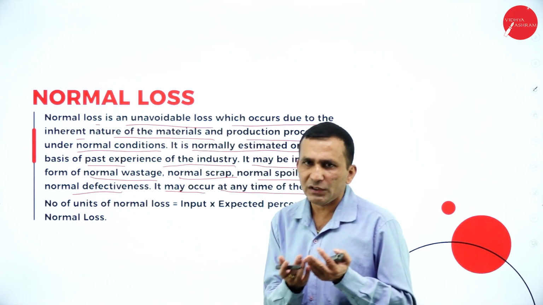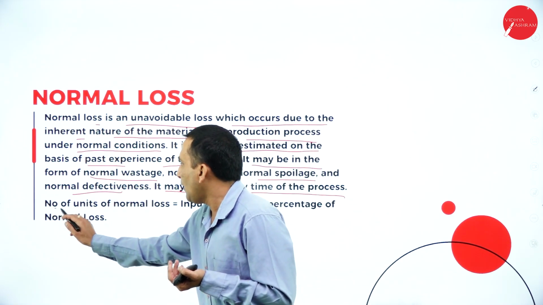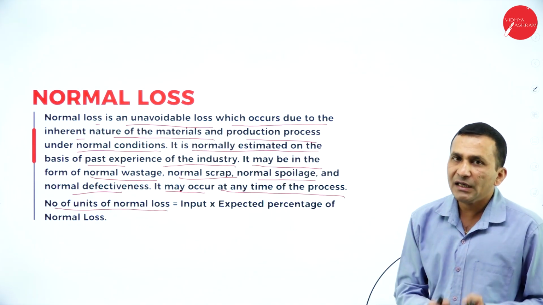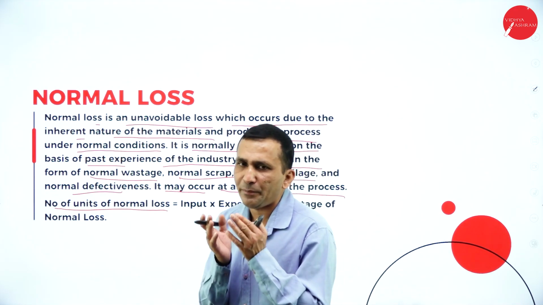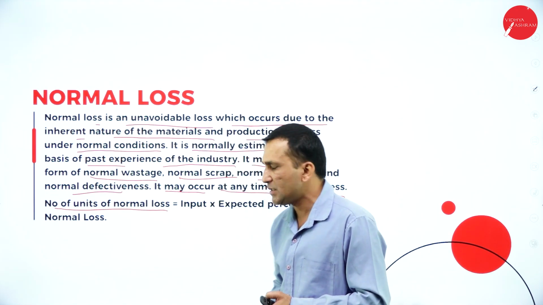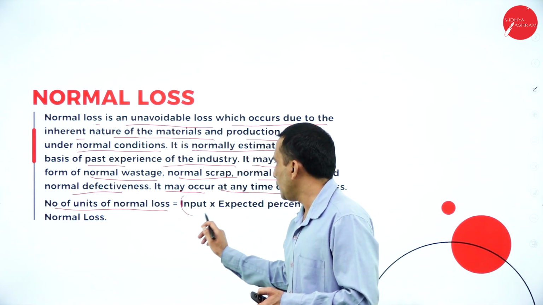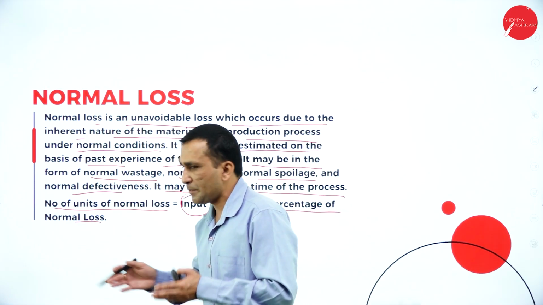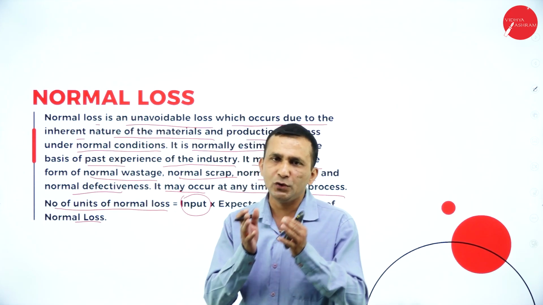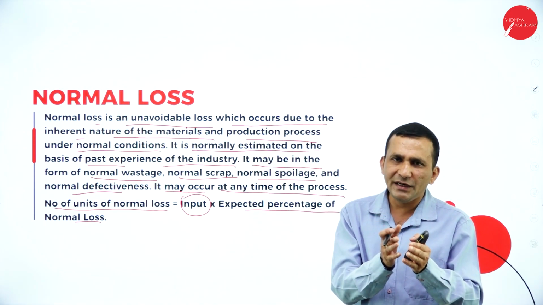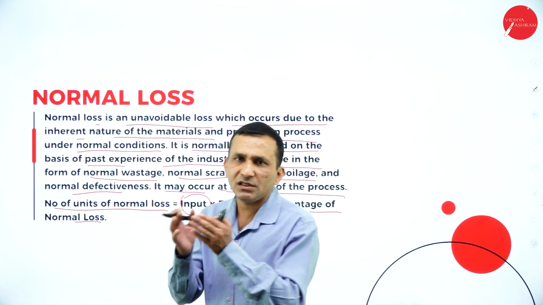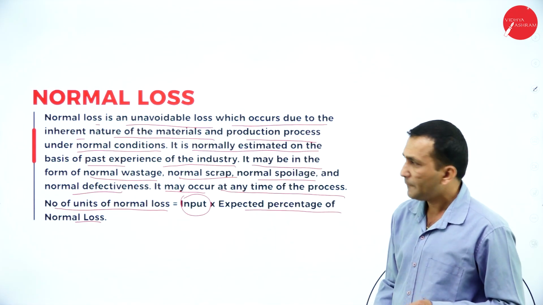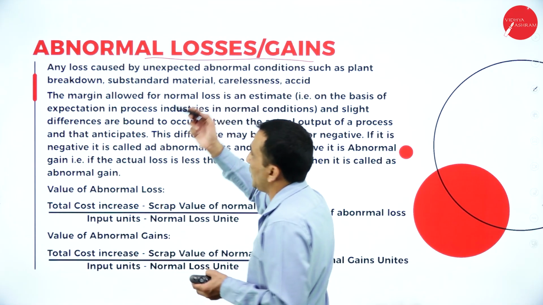How do we find out the normal loss? Very simple. Number of units of normal loss: when we are getting the credit side, the question clearly specifies it either percentage-wise or number-wise. So it is input into the expected percentage of the normal process. For example, if we are introducing 10,000 units into the process and we assume 2% will be normal loss, we need to calculate it. So it's very simple.